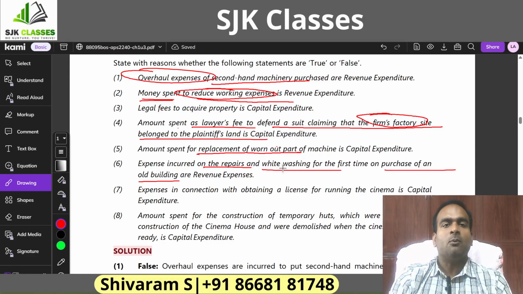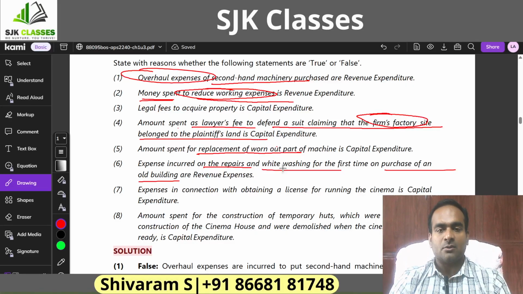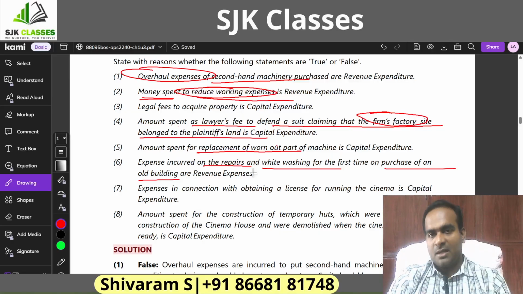Similarly, I'm going for whitewashing. For what? Whitewashing helps us to protect the building. It will give us some benefit. The wear and tear of the asset will come down because of whitewashing. So what happens? Since there are some benefits out of this, this will be called a capital expenditure and not a revenue expenditure. So for the sixth question, the answer is it's a capital expenditure and not a revenue expenditure.